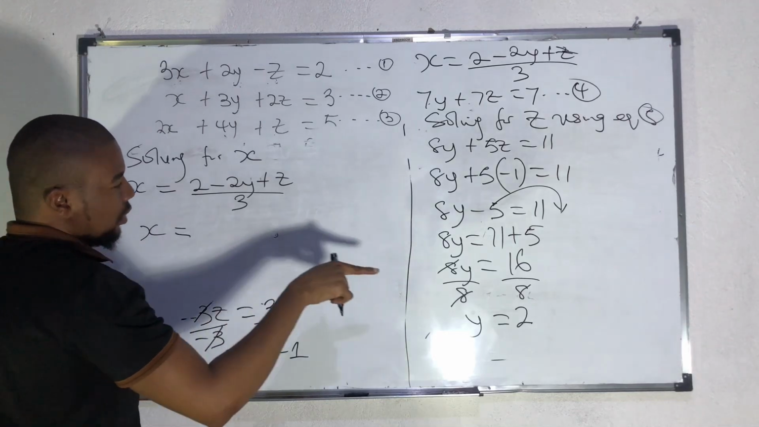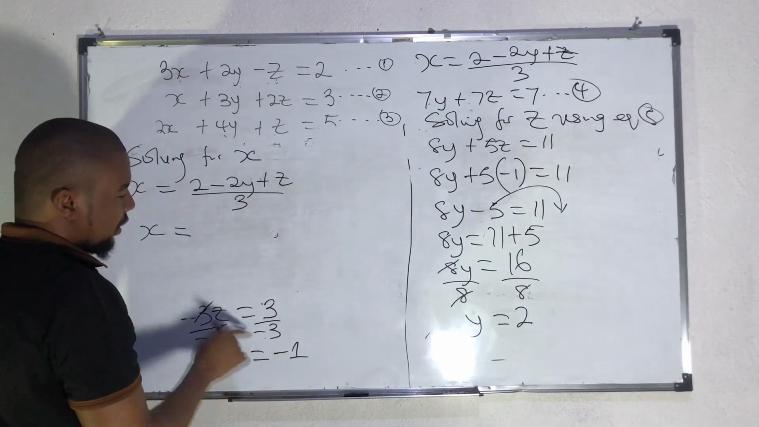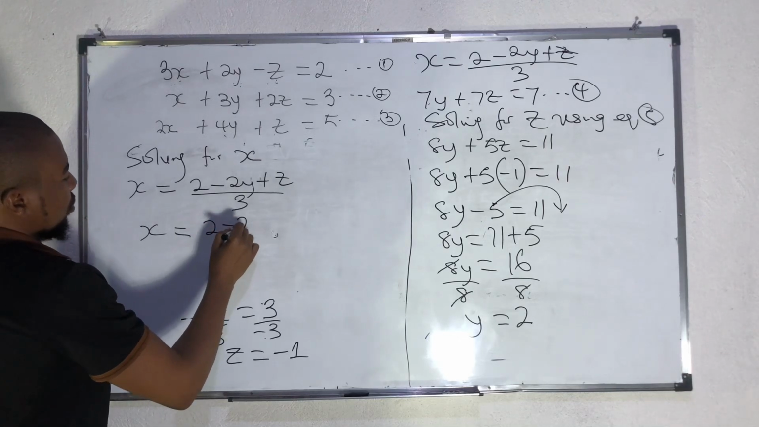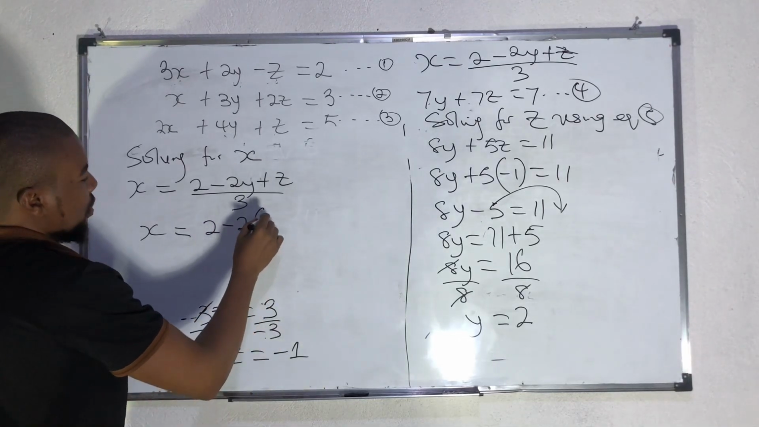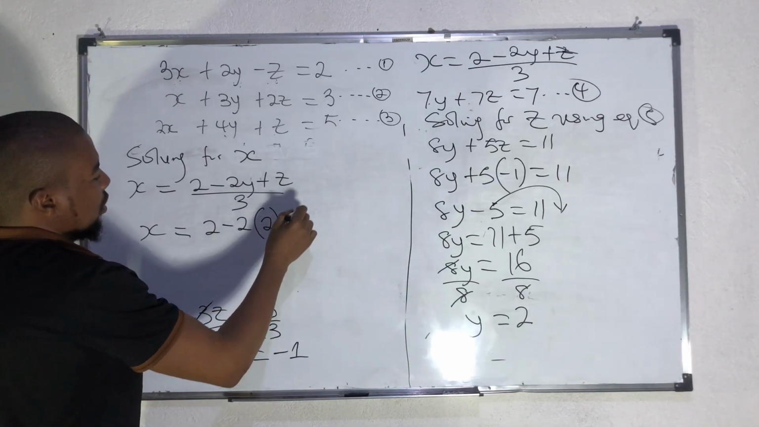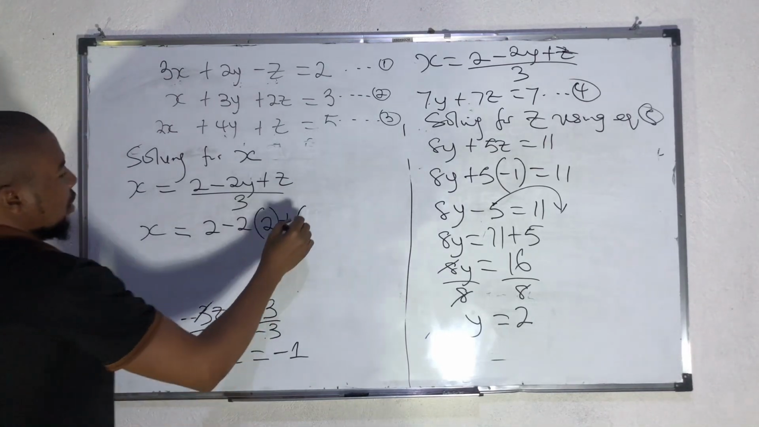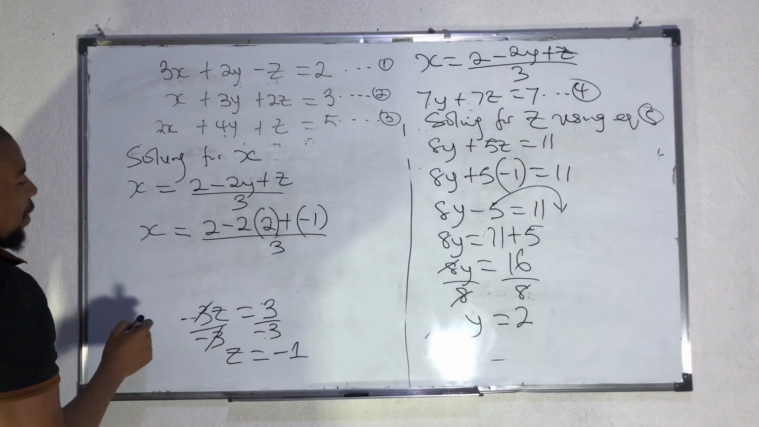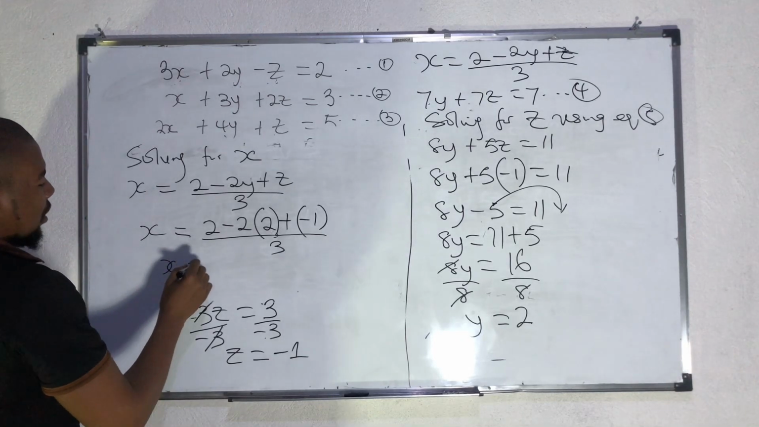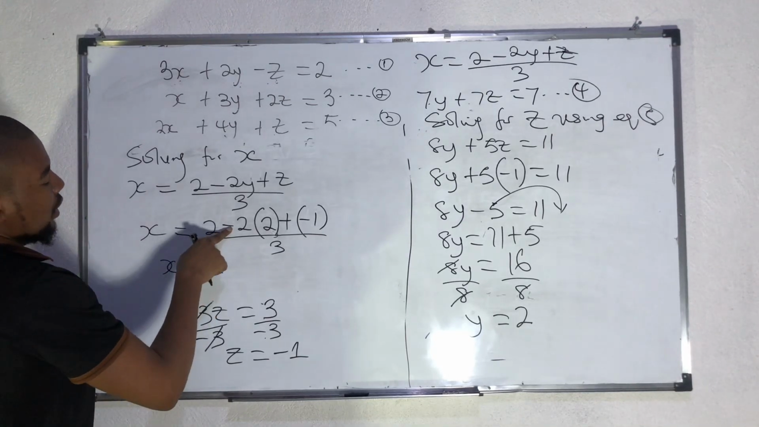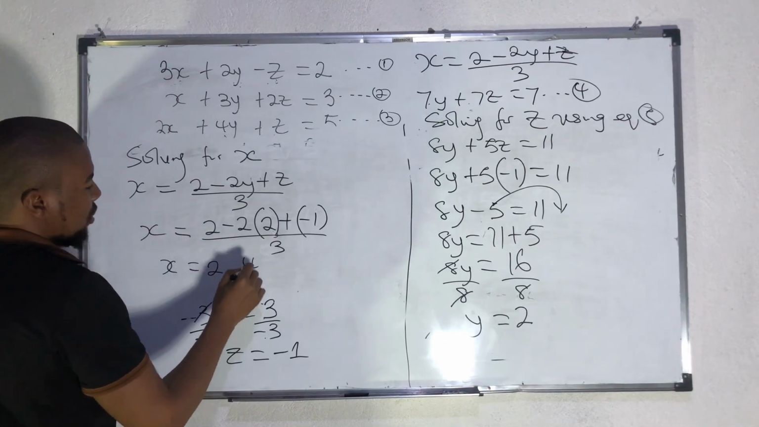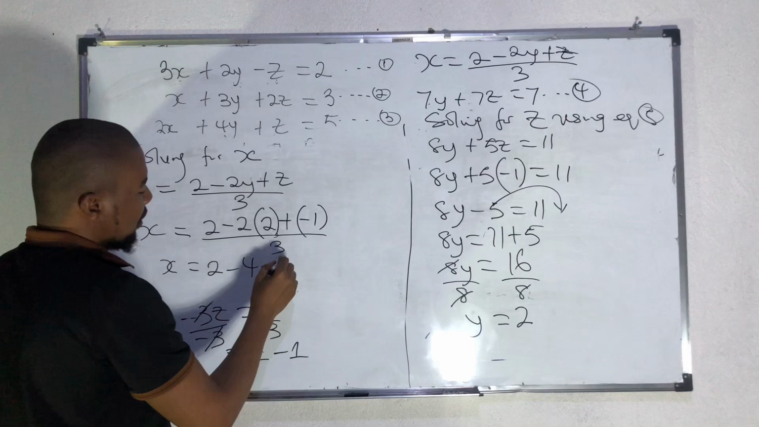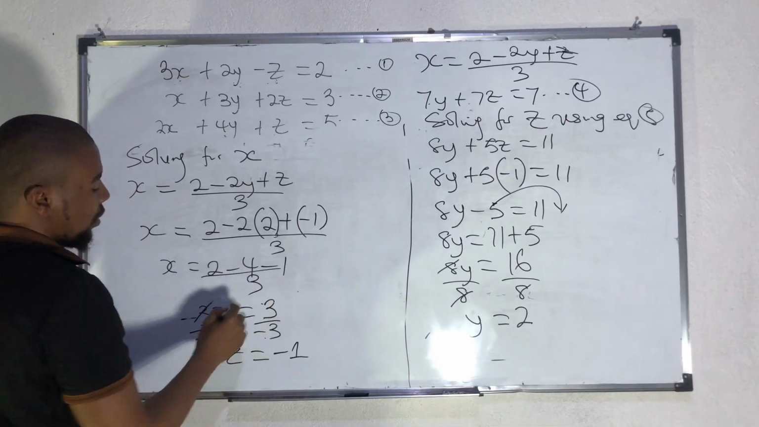Wherever we see y, we put a 2. Wherever we see z, we put a -1. These are their respective values. 2 minus 2 times y. Remember that our y is 2. We put a 2 for y. Plus, what is our z? Our z is a -1. We put a -1 for z. This is all over 3. Let's simplify. X is equal to, we have our 2 here. -2 times 2 will give us a -4. Plus z multiplied by a -1 will give us a -1. This is over 3.